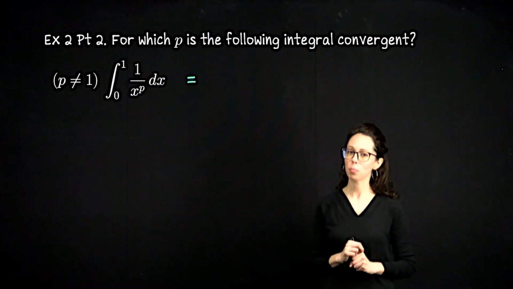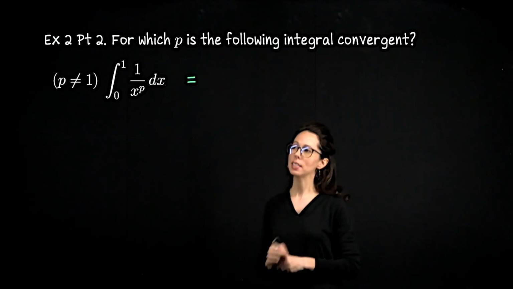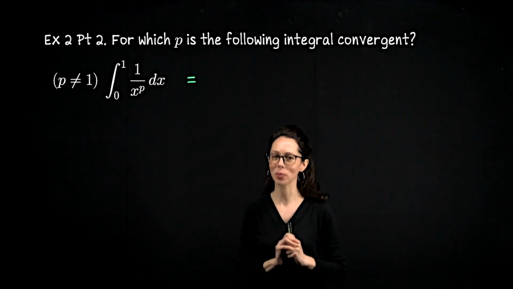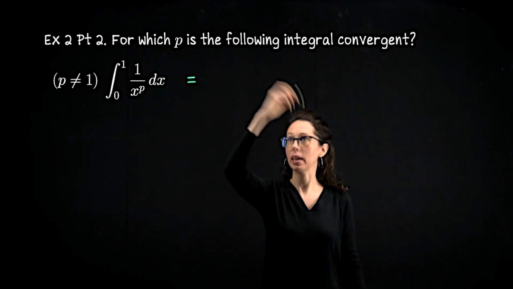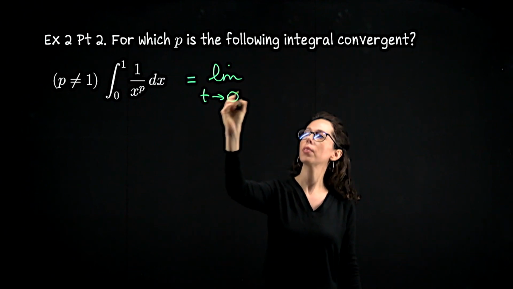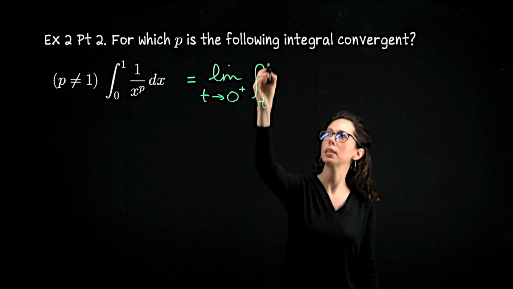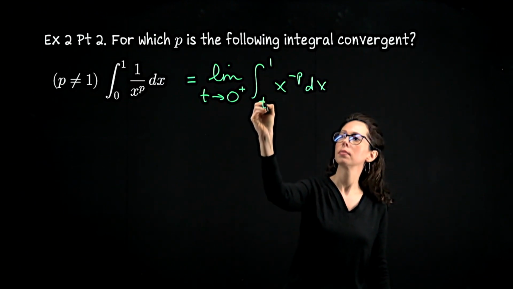We're ready to look at the improper integral from 0 to 1 of 1 over x to the p dx, where p here is not equal to 1 because we just did that one. So let's get going. The beginning is going to be the same. Let's take the limit as t goes to 0 from the right of the definite integral from t to 1 of x to the negative p dx.